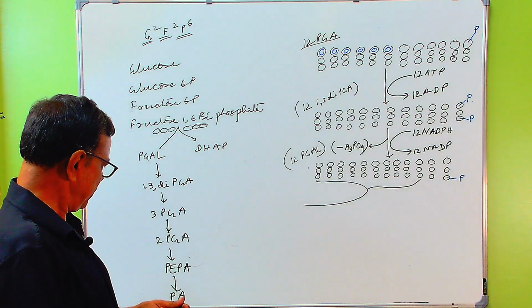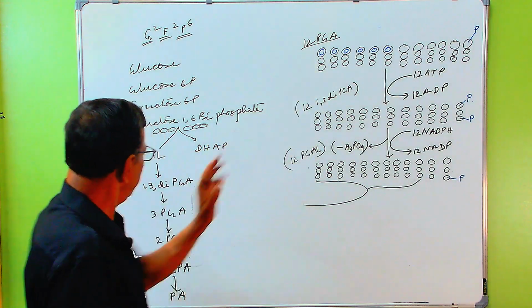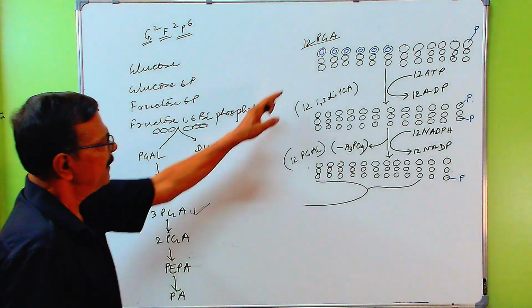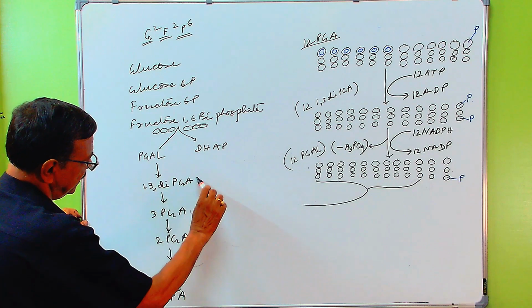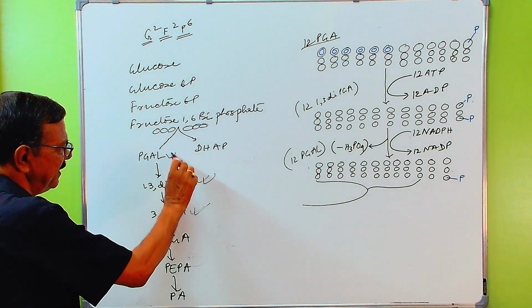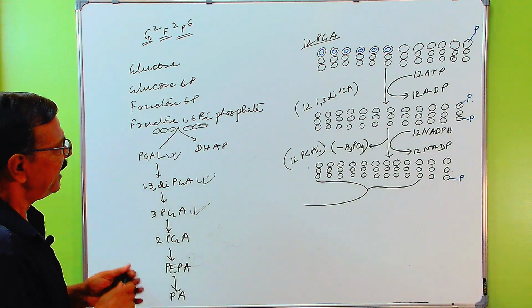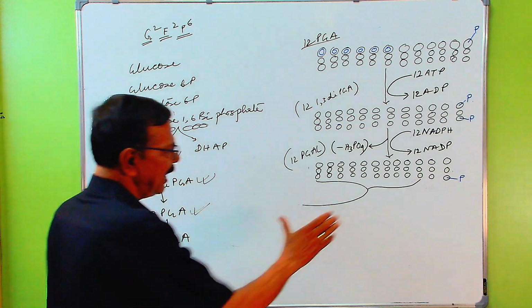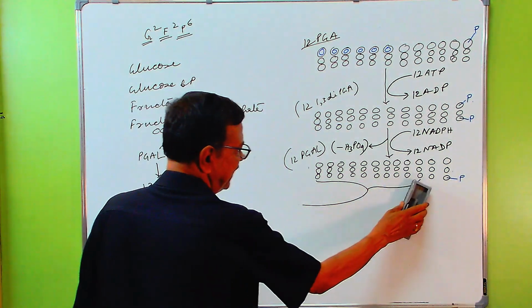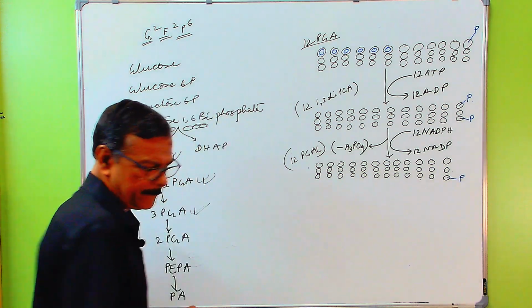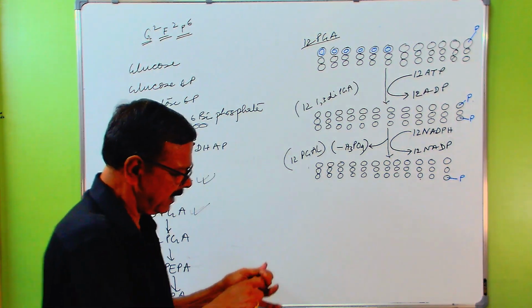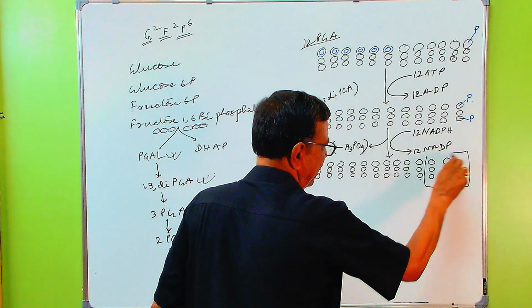How? We have already completed this PGA, the 3-PGA. Then PGA to 1,3-di-PGA, we have completed. Then 1,2-PGA, we have completed. Okay? Then we start. Now out of this, we have left over 2 phosphoglyceraldehyde. Clear?